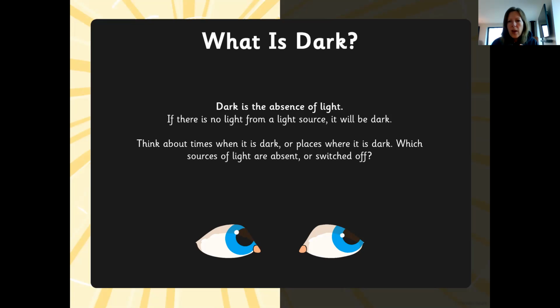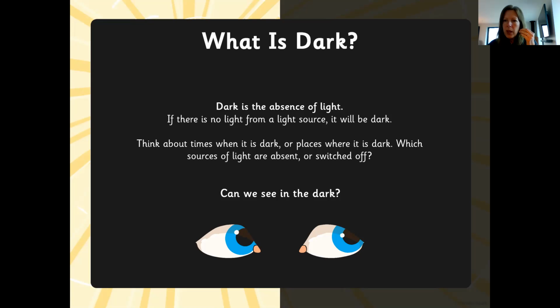So it's very rare to have complete darkness because there's lots of light around us, but it can certainly become darker when we are switching things off and those light sources go. So can we see in the dark? Well, if it's pitch dark, no, we can't see, because the light is not there to allow us to be able to see things.